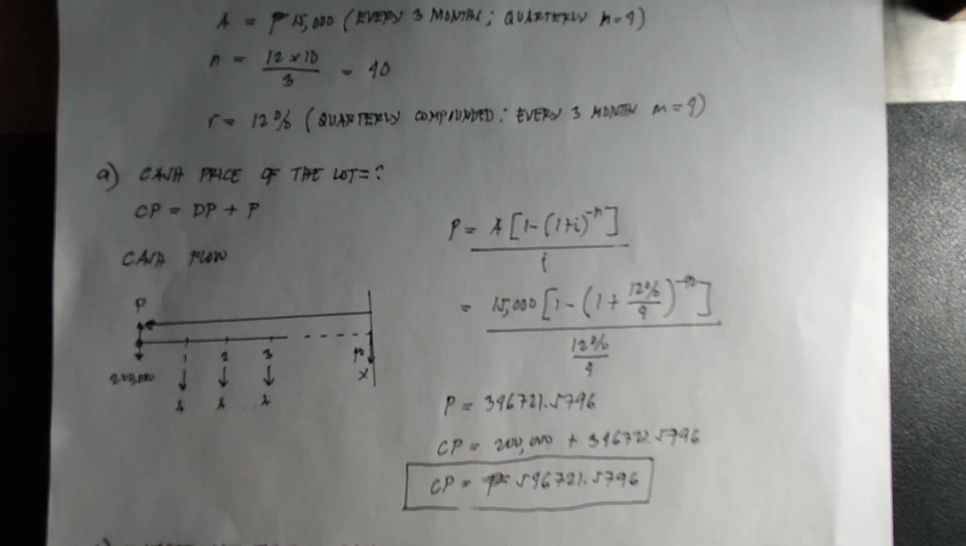346,721.5796 pesos. So to get the cash price, we will add the down payment plus the present amount. So the down payment is 200,000 pesos, then added to the present amount, which is 346,721.5796 pesos. So our cash price will be 546,721.5796 pesos.